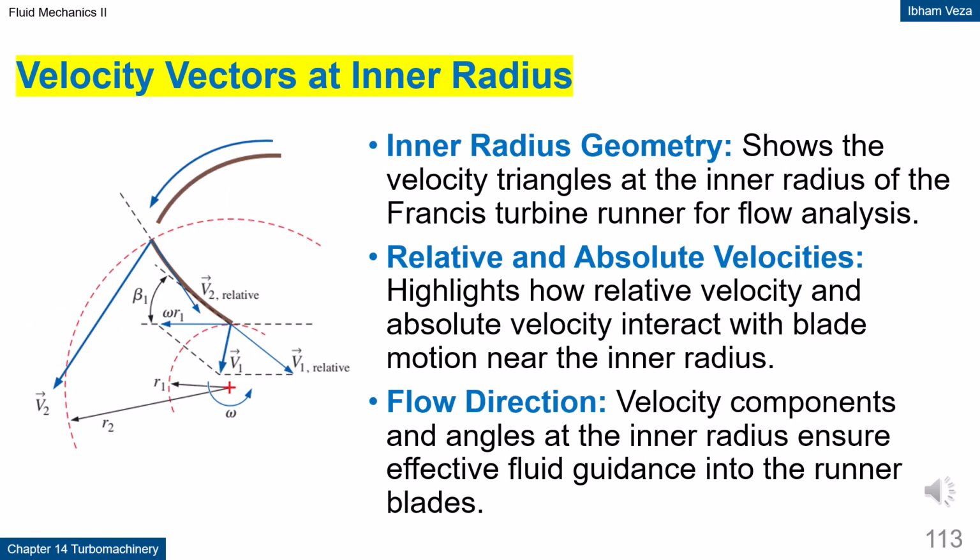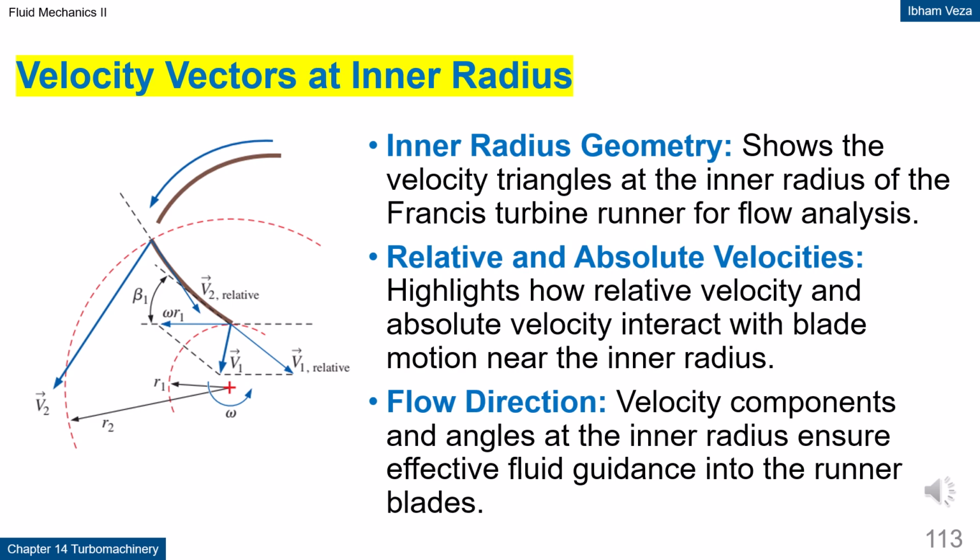Velocity vectors at inner radius. At the inner radius, the velocity triangles have a different orientation compared to the outer radius. This change reflects how the flow is guided and decelerated as it moves toward the runner's center.